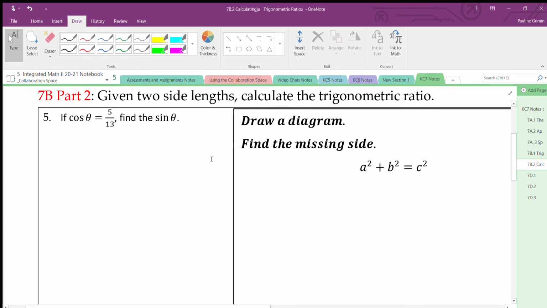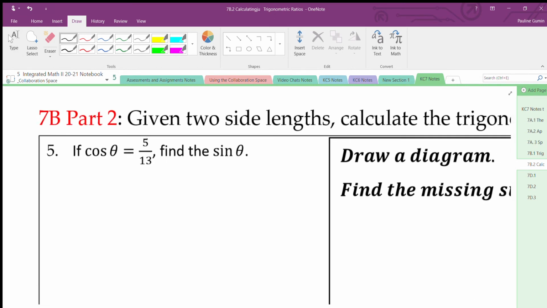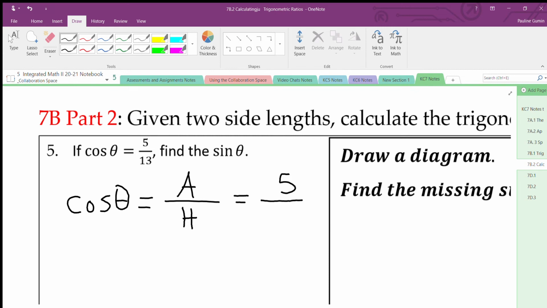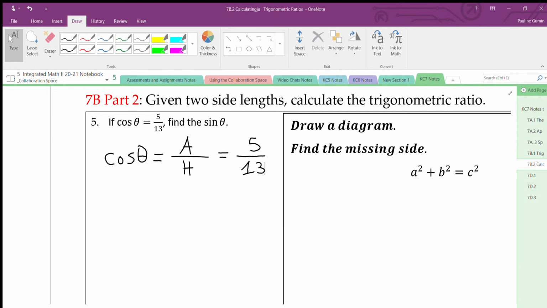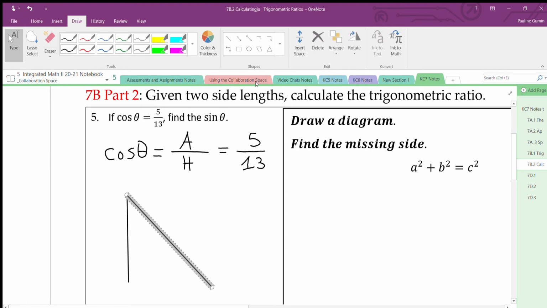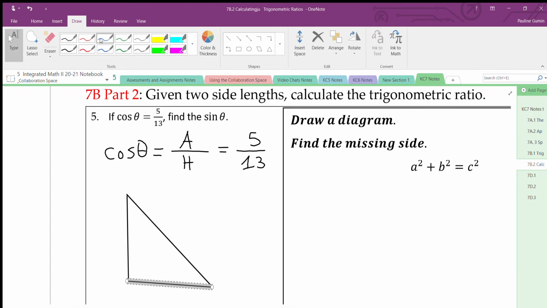Well, in the previous lesson, we learned that cosine of theta is adjacent over hypotenuse, so CAH from SOHCAHTOA. So we know that adjacent is 5 and hypotenuse is 13. That's pretty nice. I'm a visual person. Let's draw a triangle. It'll be helpful for us to solve too. Another diagram won't hurt. Okay, so I know it's not perfect, but that's okay.